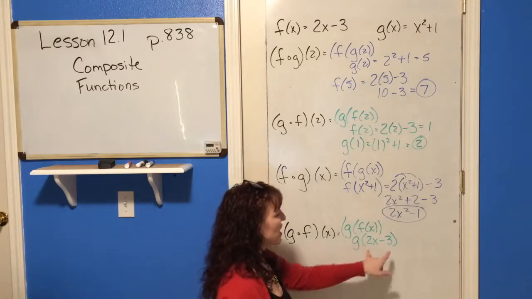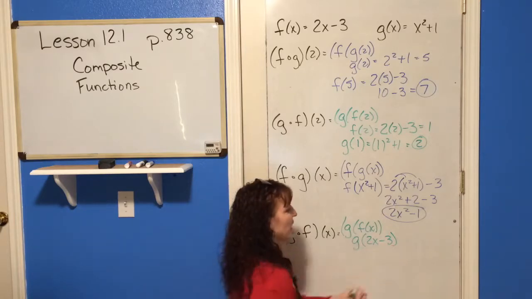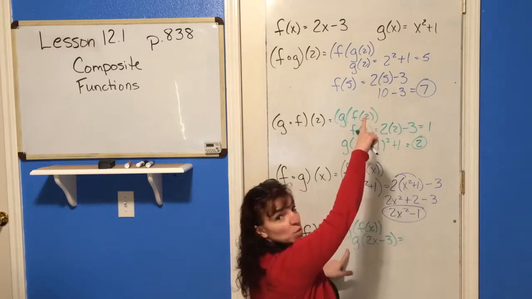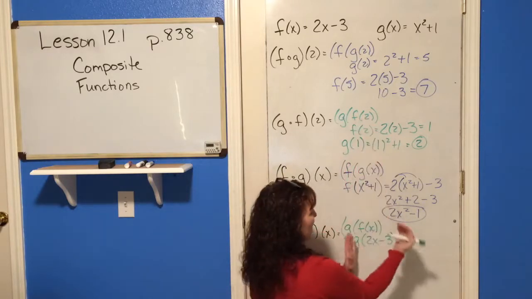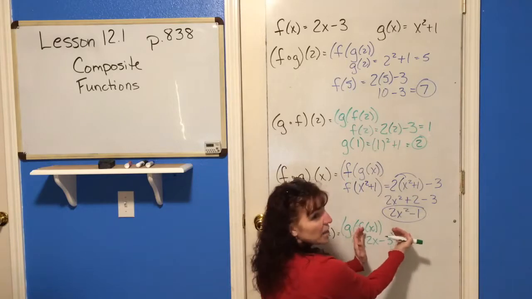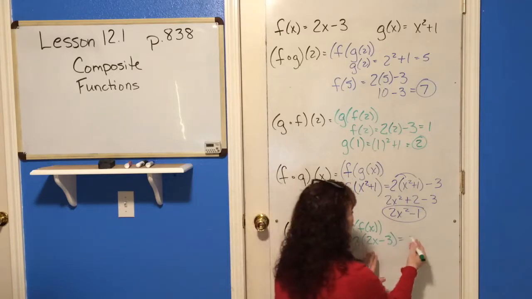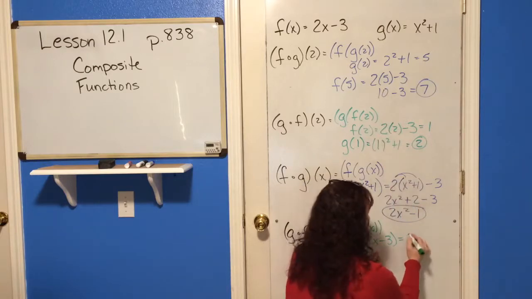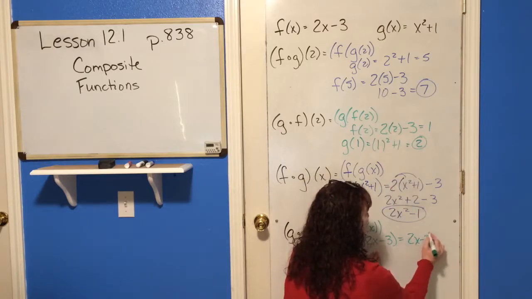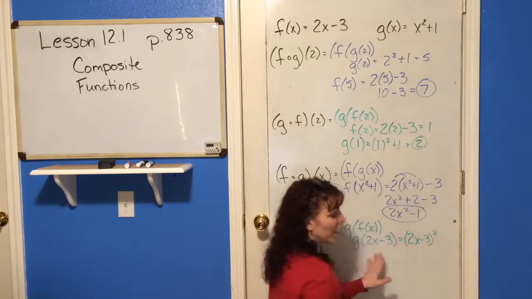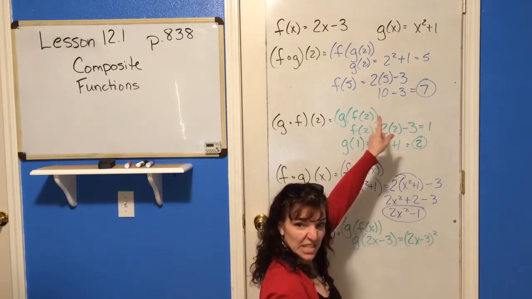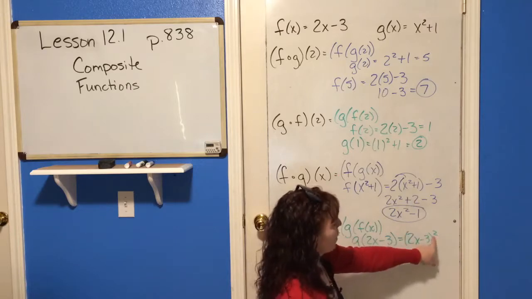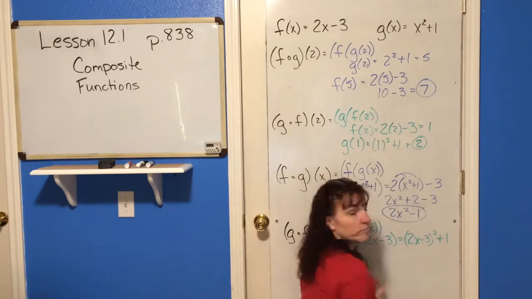Okay? So we want g of this x, and so g is the x squared plus 1. So we're just going to put in 2x minus 3 becomes whatever the x is. So 2x minus 3, so we want x squared plus 1. We're going to plug in 2x minus 3 squared because all of this becomes x in that formula. So x squared plus 1.